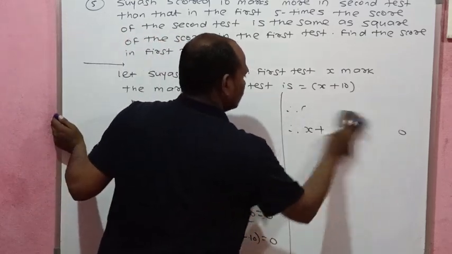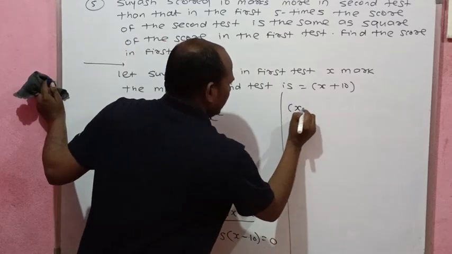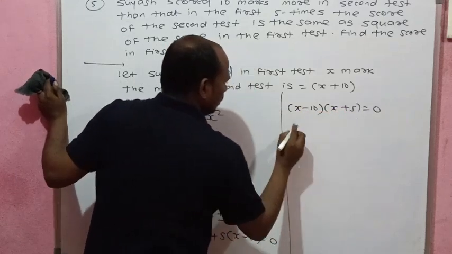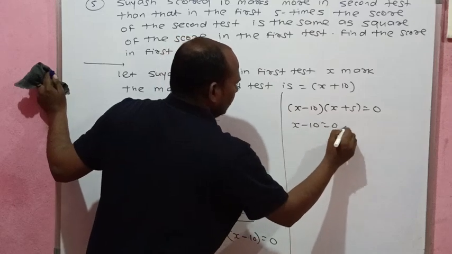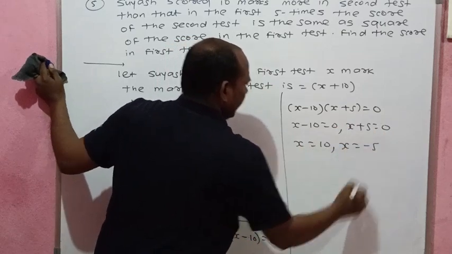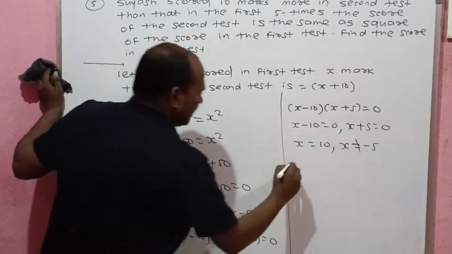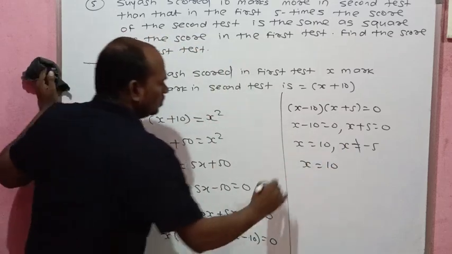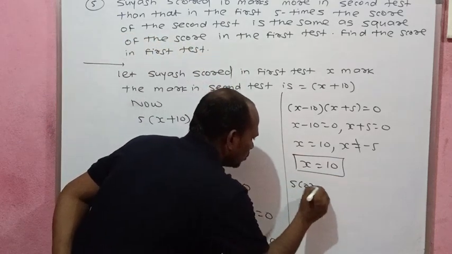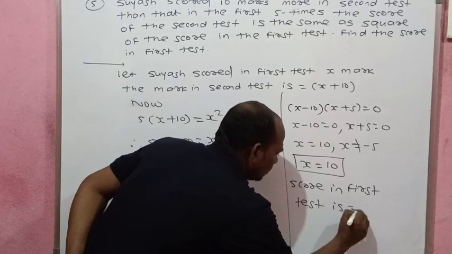Now we can collect one bracket, that is x minus 10 and x plus 5 is equal to 0. That is x minus 10 equal to 0, x plus 5 equal to 0, x equal to 10, x equal to minus 5. That is, marks cannot be negative. So x equal to minus 5 is cancelled. The x equal to 10. Now the score in first test is 10 marks.